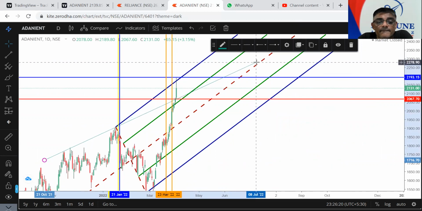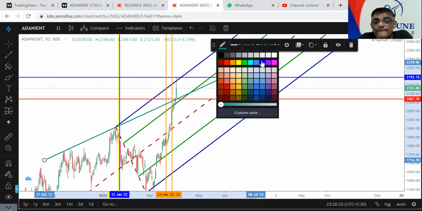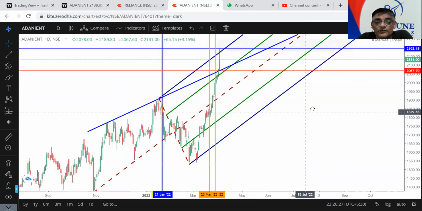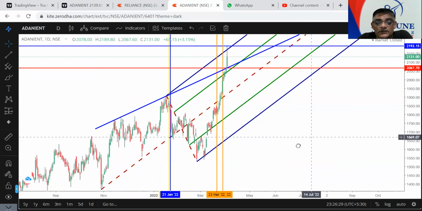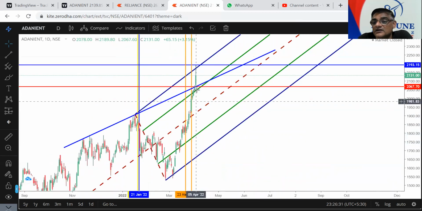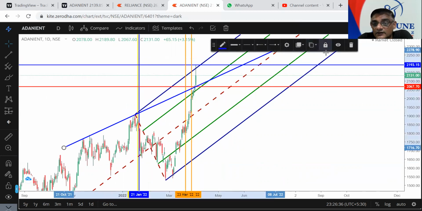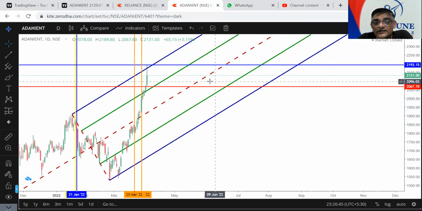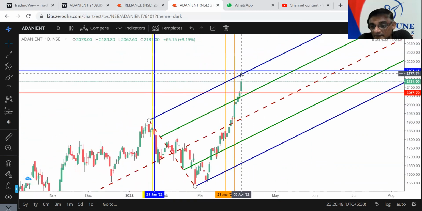It busted today. See, any system is good if you use it wisely. It has busted today, and it was a good move today of 4%. Based on trend line or whatever, it says it is extremely powerful and looking good. But based on the dates plus the pitchfork analysis, it says the top is already done in Adani Enterprises.